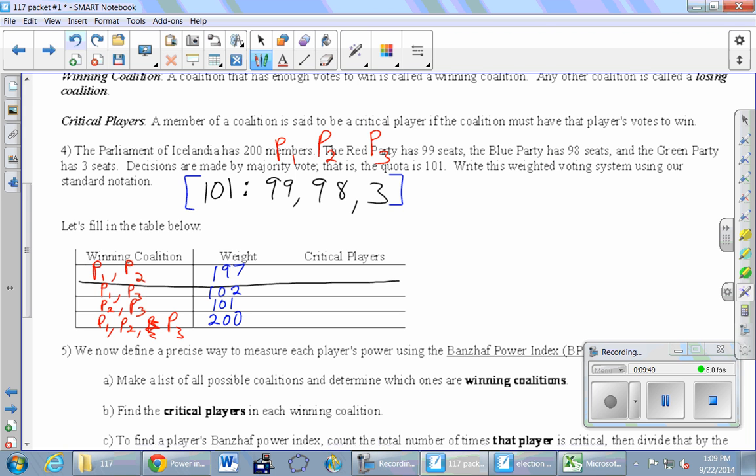So P1 is critical. Everyone agree? If P1 disappears, we lose. And then we play the same game and say, okay, well, what about P2? Is P2 really important? So we'll temporarily cross them off and say, with what's left, is there enough votes to pass the motion? No. So P2 is also critical. So both of them are critical in that case. And then we play the same game.